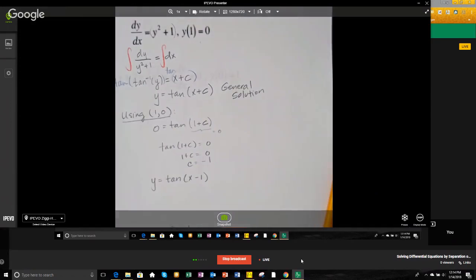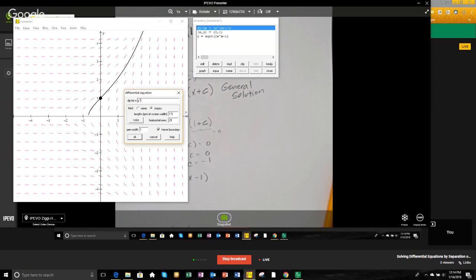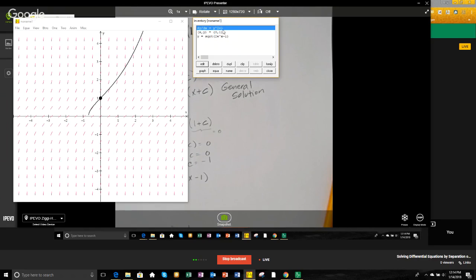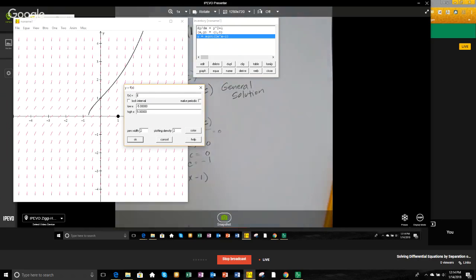Now, let's use my program and see if we are accurate. We're going to edit our derivative, and I promise to do it right this time. And that's going to be y squared plus 1. There it is right there. And we're going to edit our point that we're going through. And the point we're going through now is 1, 0. So 1 tab 0. Okay. And we're going to edit our particular solution, which was tangent of x minus 1.